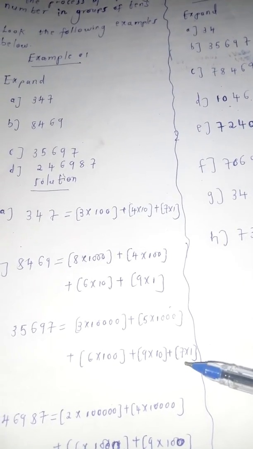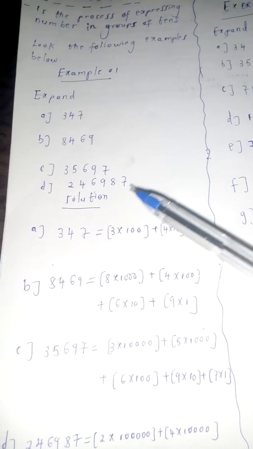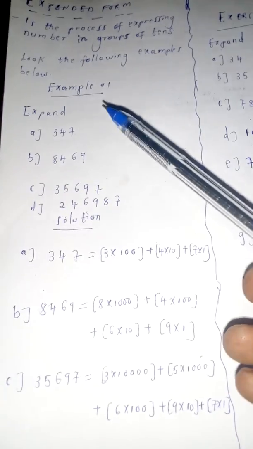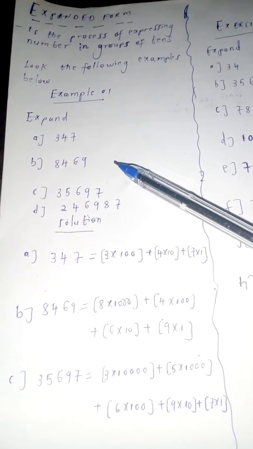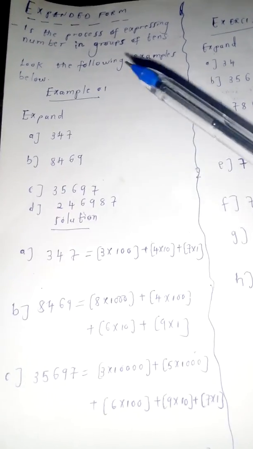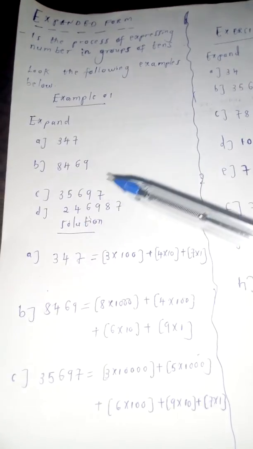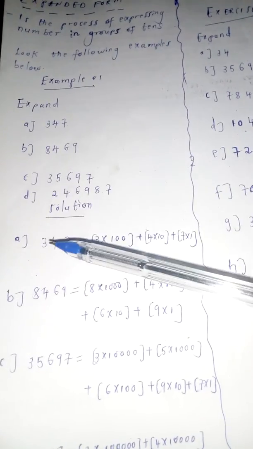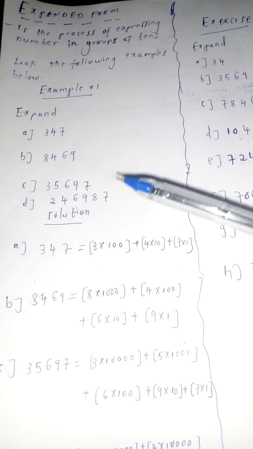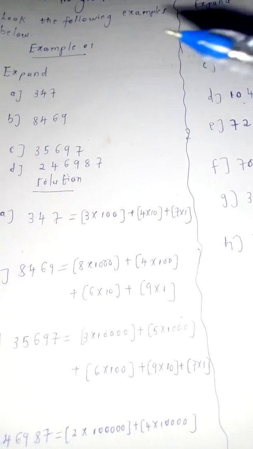As I told you earlier, when you expand, you use either 1, 10, 100, 1,000, 10,000, 100,000, millions, etc. So you expand a number by using either 1, 10, 100, 1,000, etc.